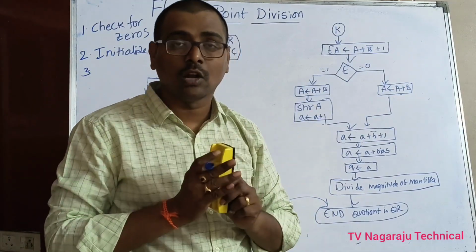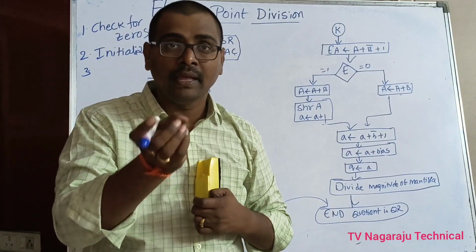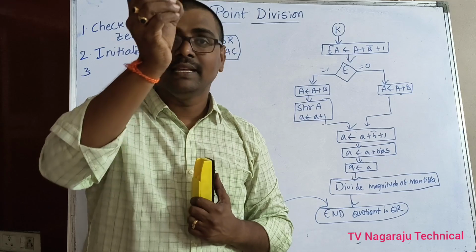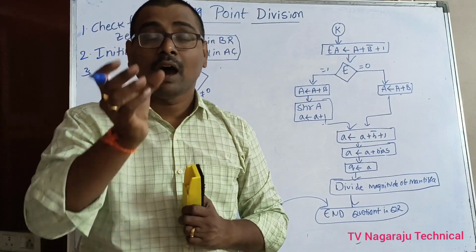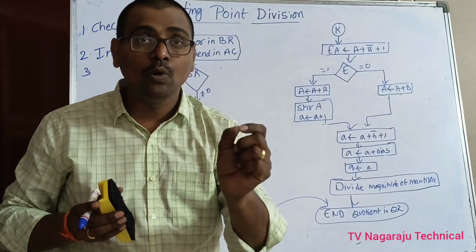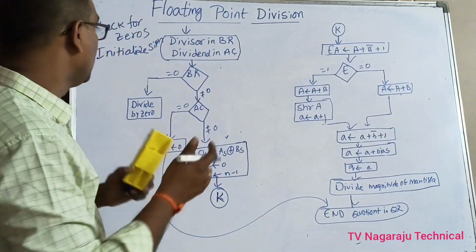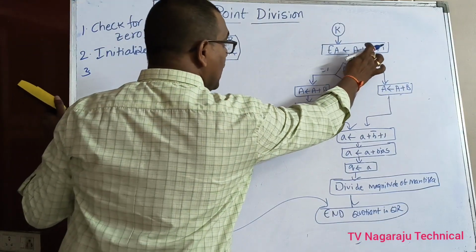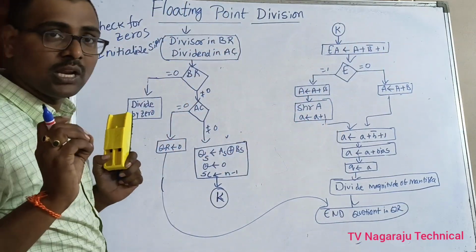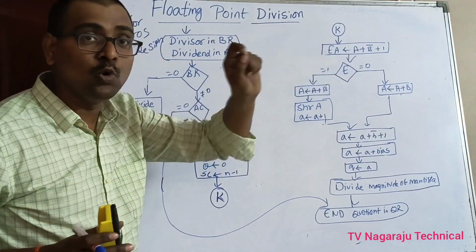Now what is the third step? After initialization, you need to compare the dividend and divisor. Suppose the dividend is greater than the divisor or less than the divisor, you need to check. In division we are doing a subtraction operation. Now see this one: dividend minus divisor. I am doing the subtraction operation. After the subtraction operation, check the value of E.